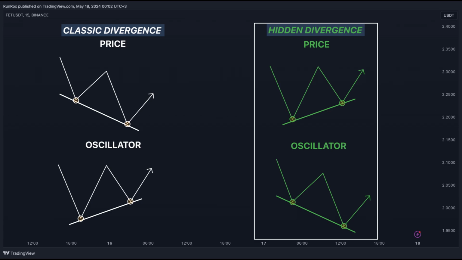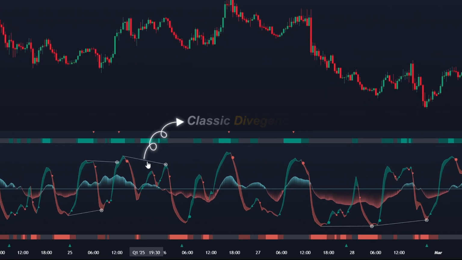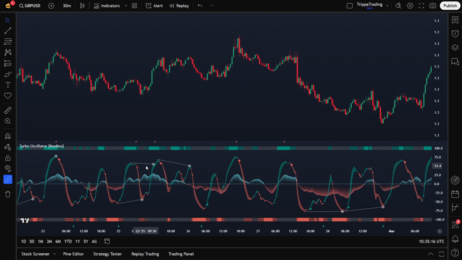Now, let's go over what this indicator is made of. The first component we can see is obviously the classic divergence lines, which are these white lines. Whenever they're printed, they indicate either bullish or bearish divergences. The lines at the bottom of the oscillator indicate bullish divergences, meaning the price might go up. The lines at the top of the oscillator indicate bearish divergences.